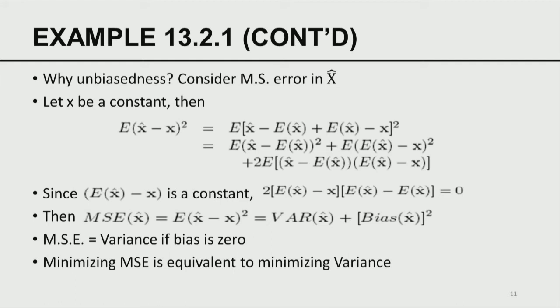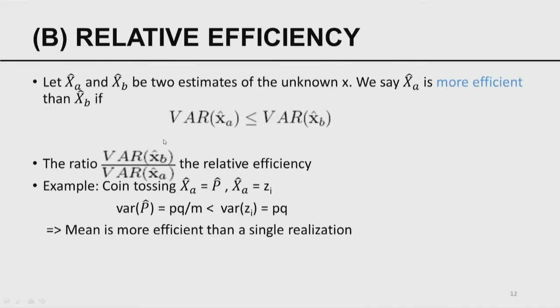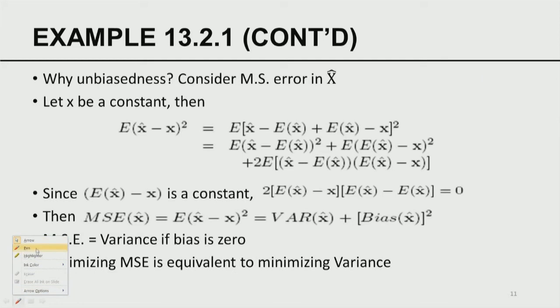Why unbiasedness? We are often interested in mean square errors in the estimate x hat of x. Let's go back to x being the unknown, x hat being the estimate of that. If x is a constant, the expected value of the square of the difference is called the mean square error, the error in the estimate.